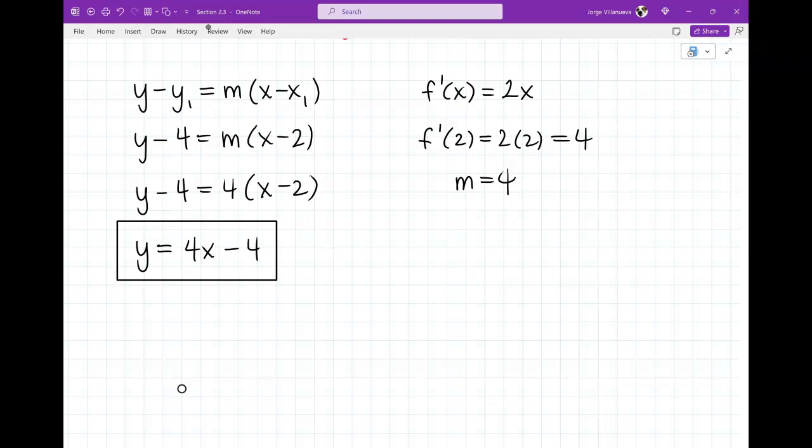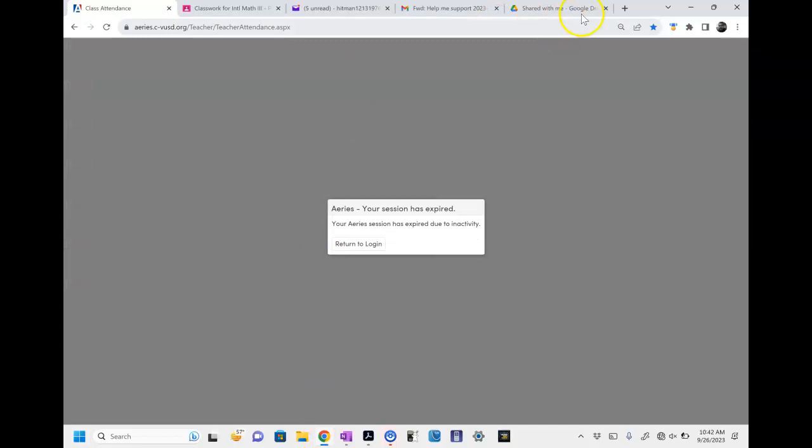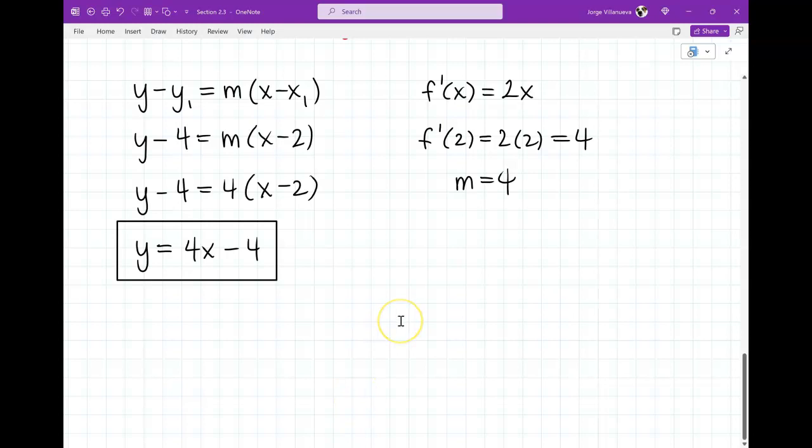Okay, and just to kind of show that, let's go visit Desmos here really quick. Oh, actually I can't visit Desmos. Well, I could if I go to my hotspot, but you guys have cell phones. Go to Desmos, graph x squared, graph 4x minus 4, and you'll see that it touches the function of x squared at (2, 4), and it's a tangent line to it. So you can check it like that. Be nice if I could have used Desmos, but I can't. Okay.